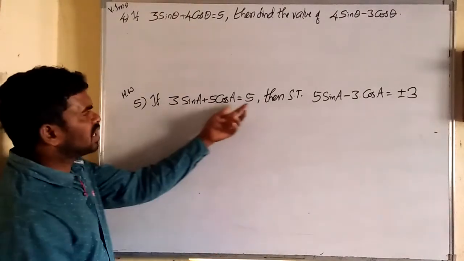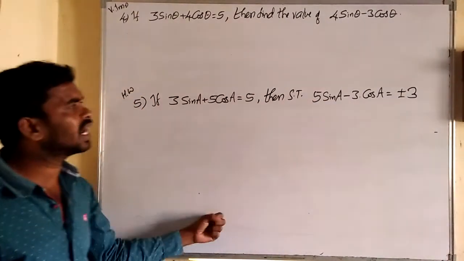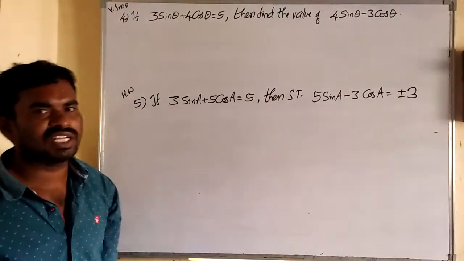Take the given statement as equation 1. Let 5 sin A minus 3 cos A equal to some a, equation 2. Squaring and adding and simplifying, you will get plus or minus 3.